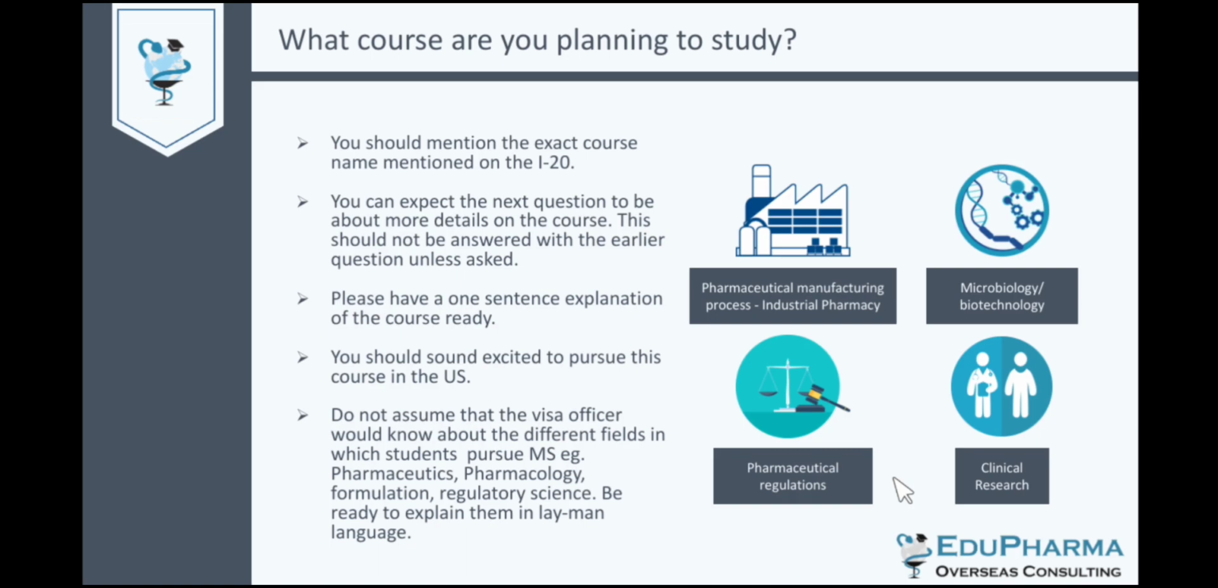With this question, usually most of the visa officers will start with this. It has to be the exact course that is mentioned on the I-20. Make sure that there is not a lot of confusion or disconnect between what you say and what is mentioned on the I-20. It's not possible that the visa officer would necessarily know all the different pharmaceutical terms like pharmaceutics or pharmacology or pharmaceutical chemistry. So you may have to explain to the visa officer in more layman's terms. So you should have that prepared as well.